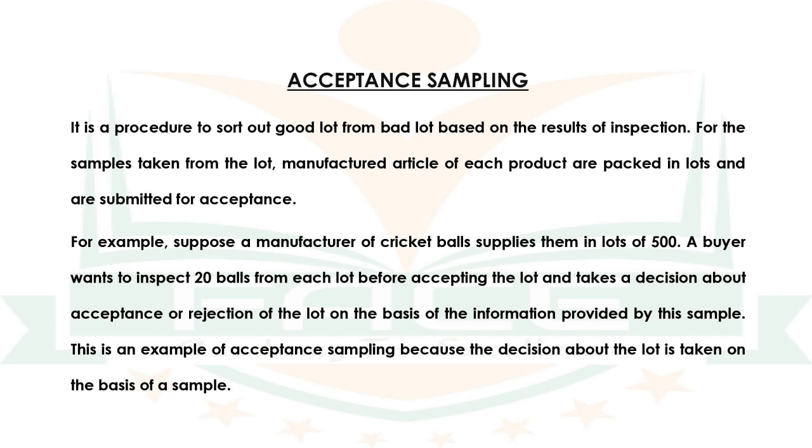A buyer wants to inspect 20 balls from each lot before accepting the lot and takes a decision about the acceptance or rejection of the lot on the basis of the information provided by this sample. This is an example of acceptance sampling because the decision about the lot is taken on the basis of a sample.